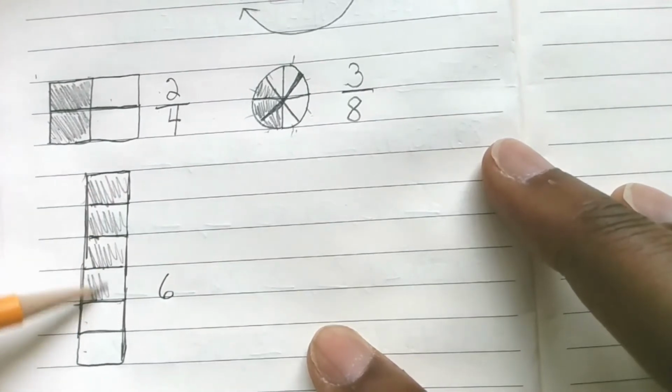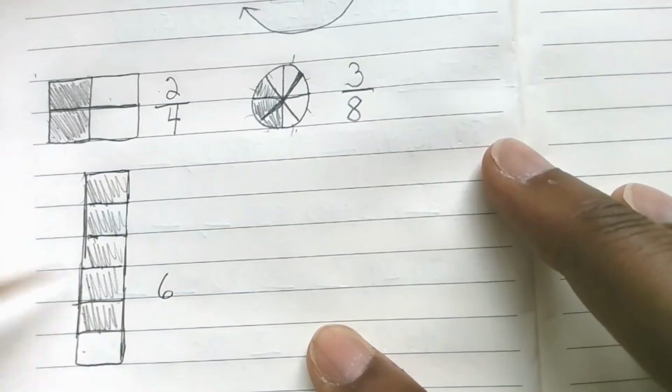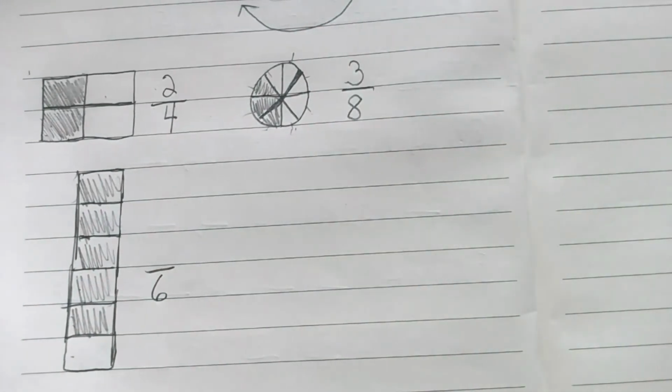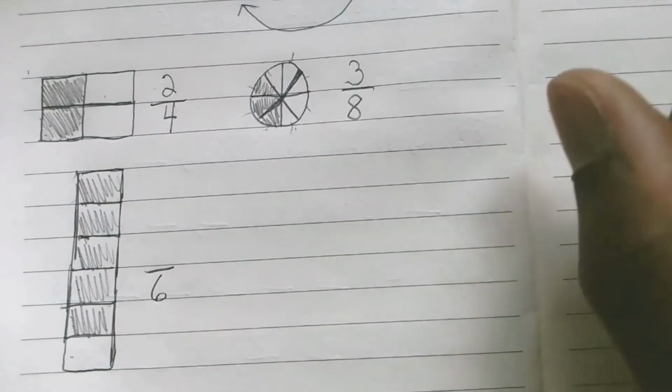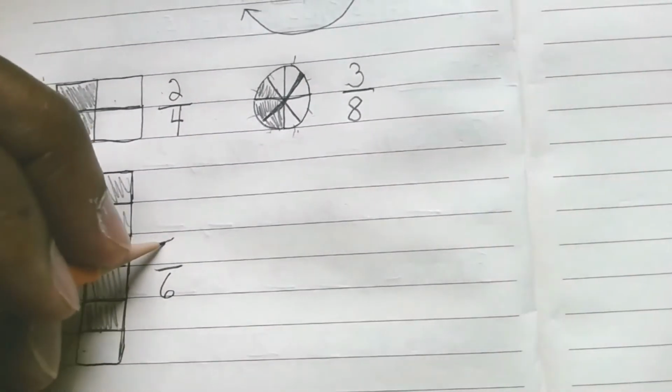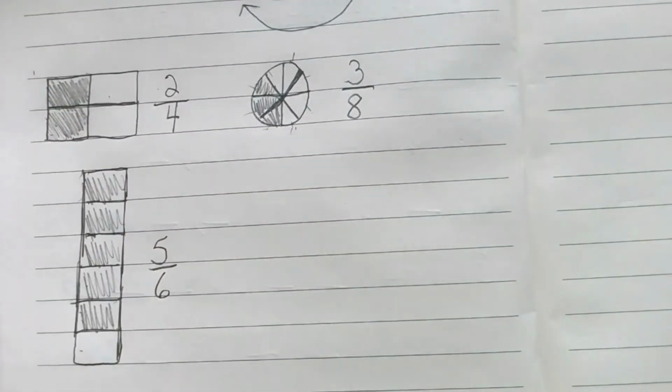Now, how many parts do you see being considered? How many parts are being considered? How many parts are shaded here? If you said 5, you are correct. Okay?